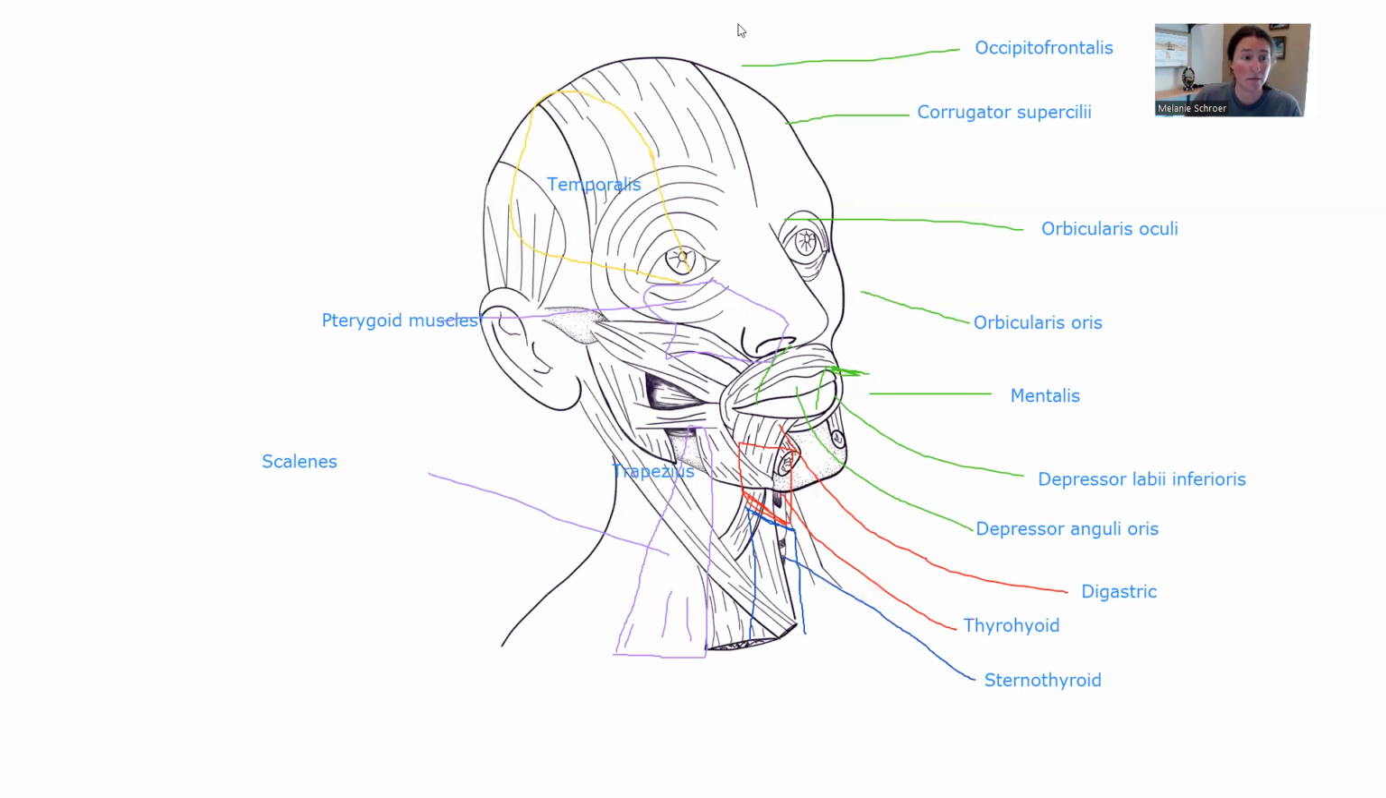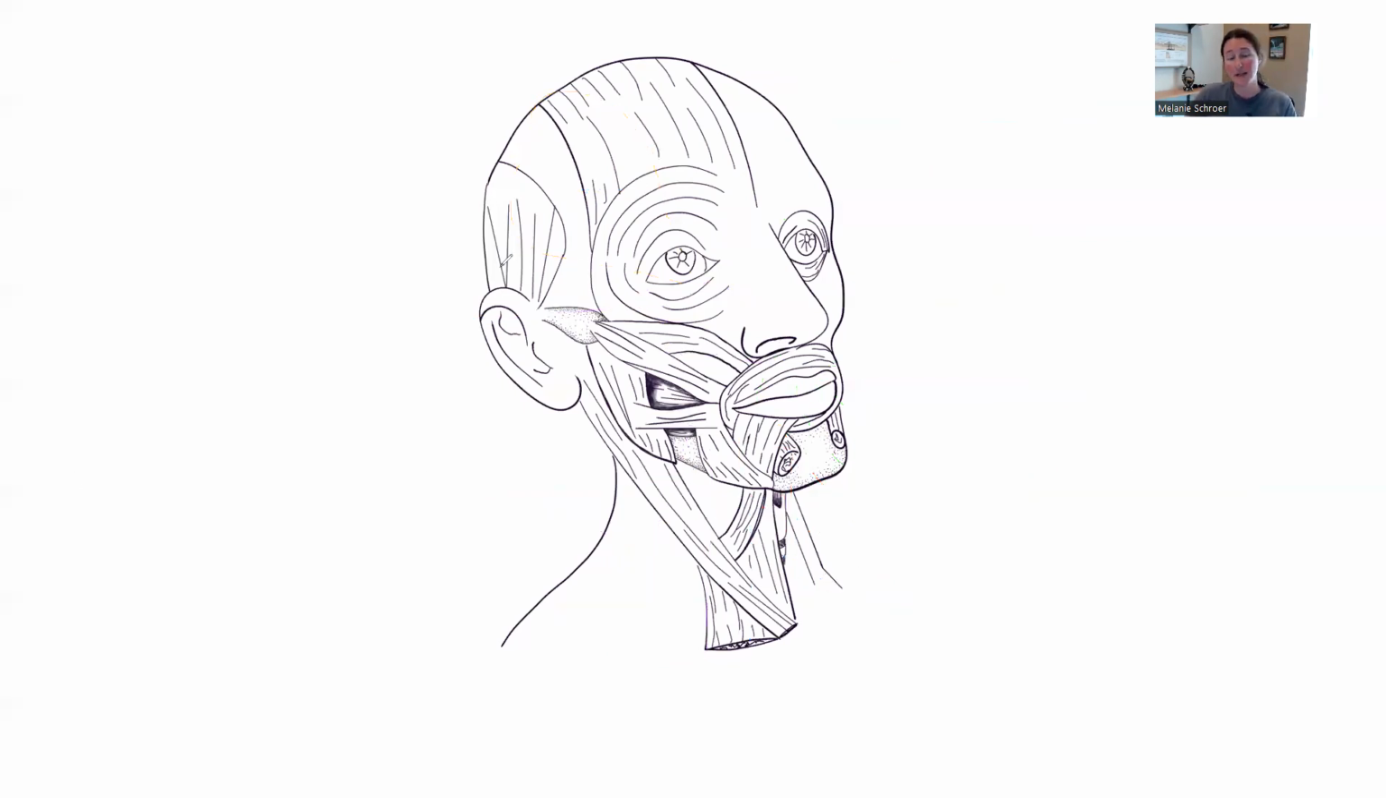All right, one more model for you, and that is this one right here. It's the smaller of the two head muscle models. We'll start at the top as usual, occipitofrontalis muscle. On this model, it's only on the right side of the head. The other side of the head has been removed so that you can actually see the skull.